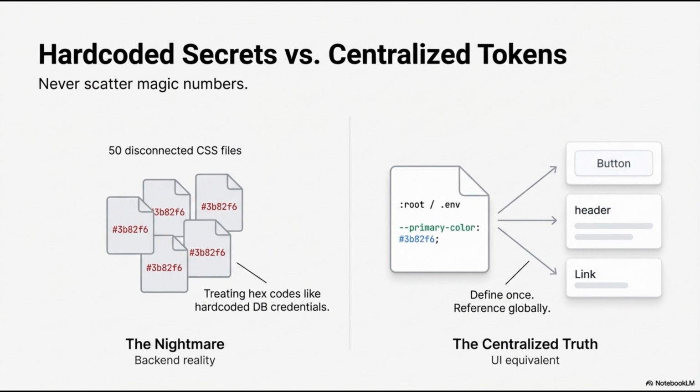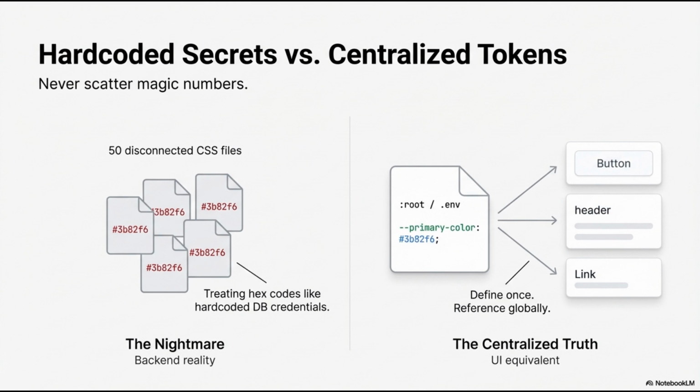Right. So your primary color is no longer a hard-coded magic number like #3B82F6 that's just floating around in 50 different files. You don't do that. It becomes a token named primary color. And your standard spacing isn't 32 pixels, it's space large. So if you need to change a value, you change it in one central place.